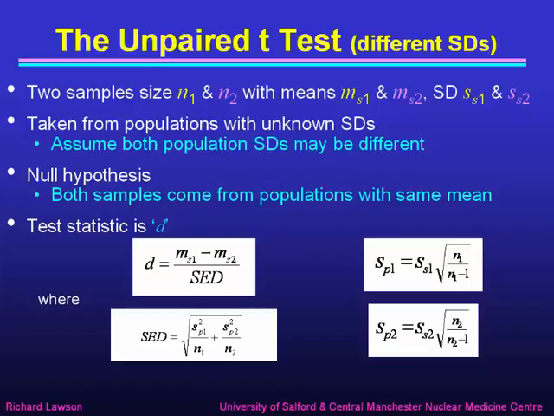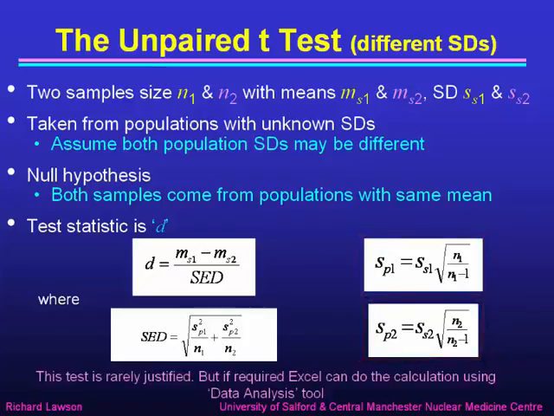The test statistic is d, difference of the means divided by the standard error of the difference, where the standard error of the difference is determined from the population standard deviation of sample 1 and sample 2, each estimated with the Bessel correction from the sample standard deviation. This test is rarely justified. Most of the time you will do the unpaired t-test assuming that they have the same standard deviation, but if you do want to do this, Excel can do it using the data analysis tool.